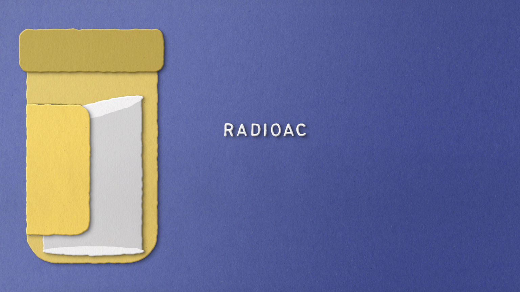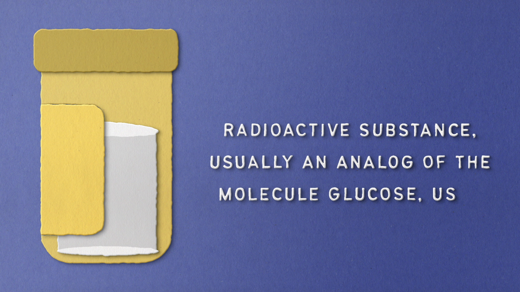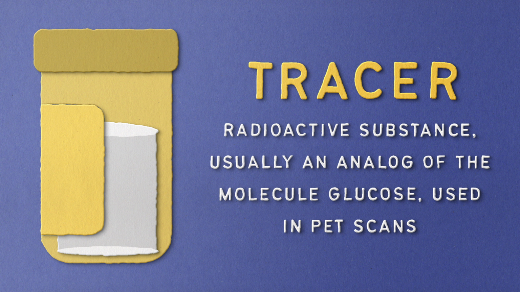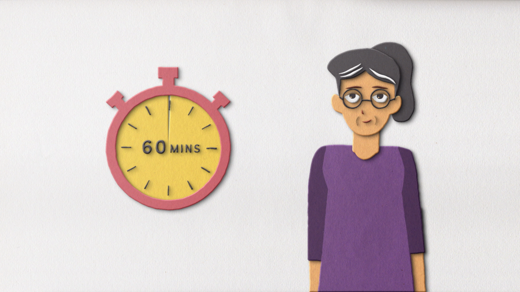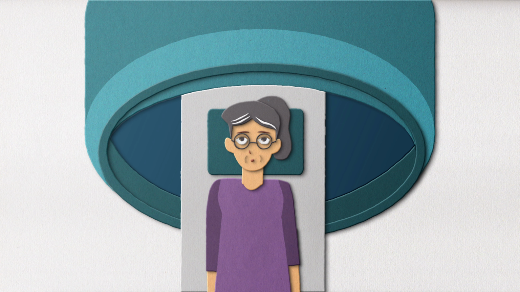It uses a radioactive substance, usually an analog of the molecule glucose called tracer, and a scanner to examine how your tissues or organs are functioning. Typically, the tracer is injected into the patient's vein so it can travel around in the blood. It usually takes around 1 hour for the tracer to be absorbed by your body, and then the scan can begin. During the actual scan, you lie on a narrow table that is inserted into a tunnel-shaped scanner. The scanner detects radioactive signals emitted by the tracer and converts these signals into a 3D image.